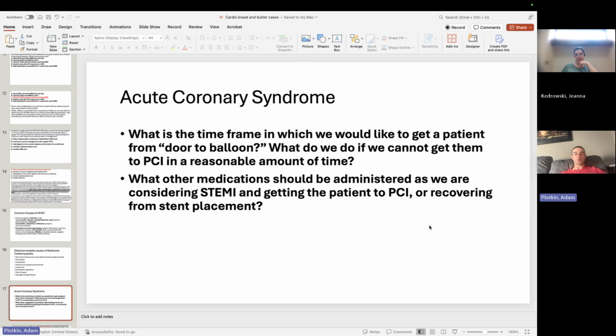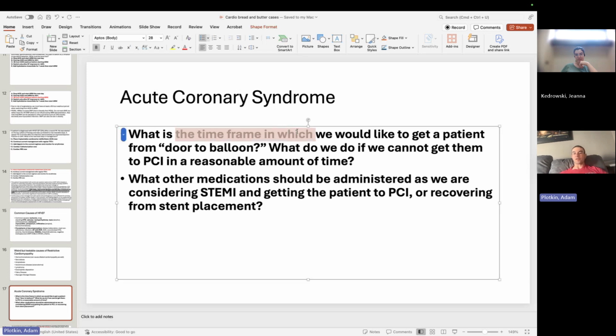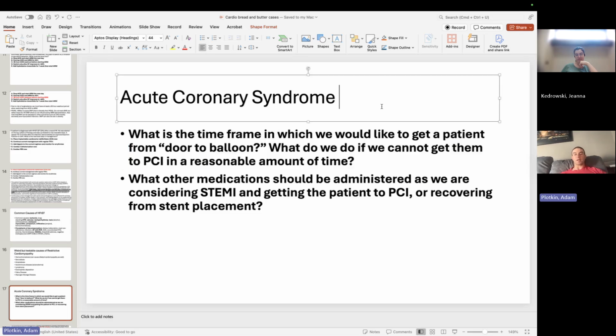So acute coronary syndrome, what is our time frame in which we would like to get a patient from the door to the balloon? What do we do if we can't get them to a PCI in a reasonable amount of time? Actually, we'll start with that first. Think about that, and then we'll go to the next question. Yeah, 90 minutes door to balloon. Yep. And then you can do TPA if you can't get them there.